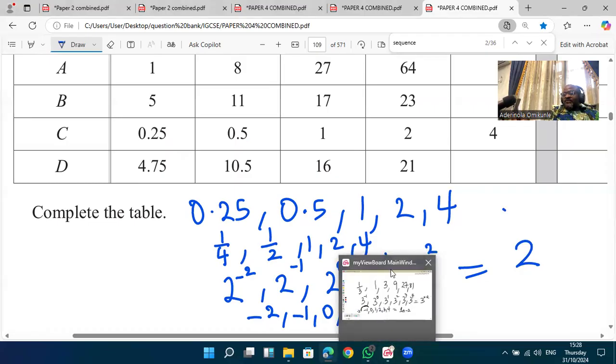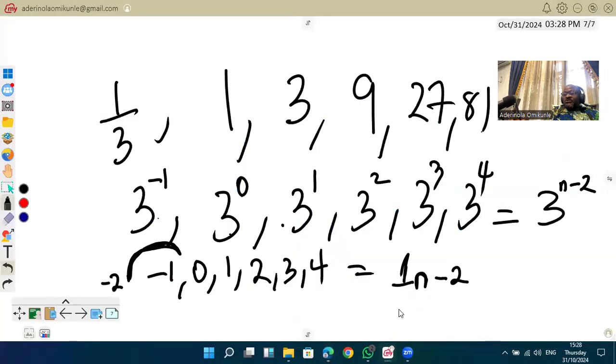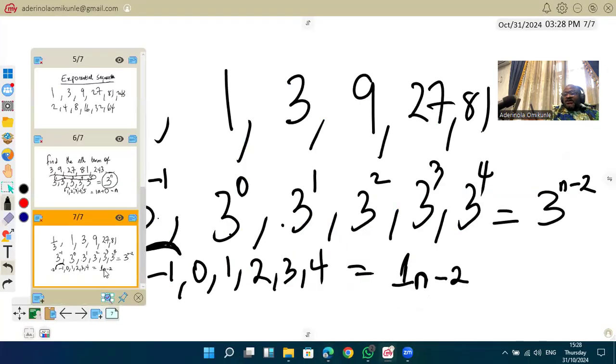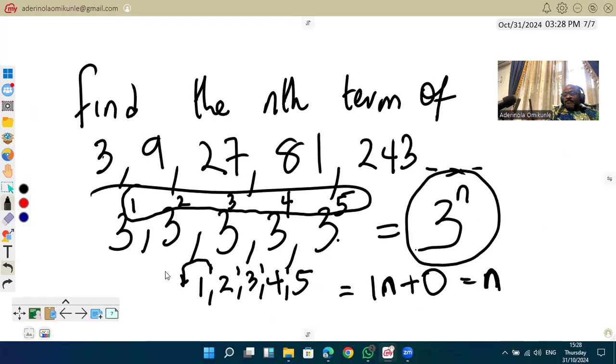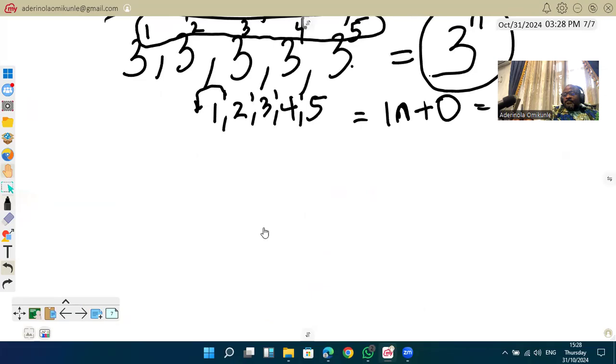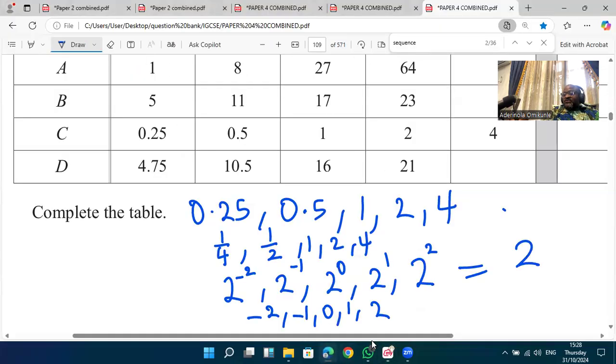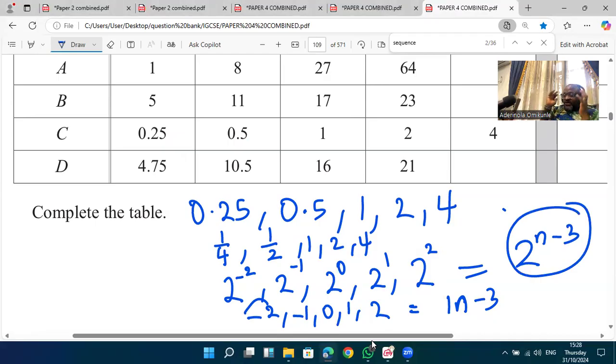So if we find the nth term of the powers, sorry, I think I just closed that by accident. Okay, so we will now find the nth term of the powers. That gives us 1n, and then the number before -2 will be -3. So that's just 2 raised to the power of n minus 3, and that is the nth term for the sequence. I hope you've learned how to find the nth term of an exponential sequence.